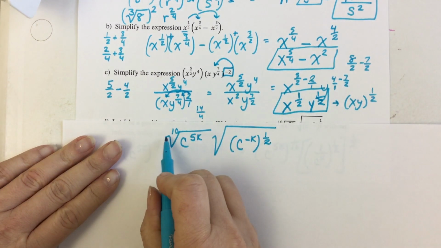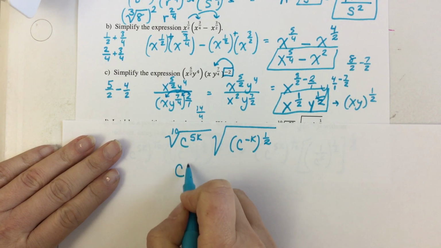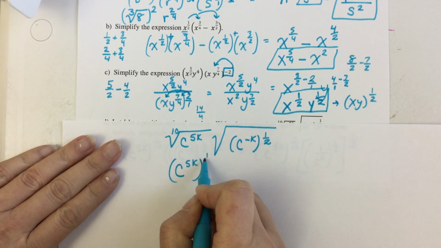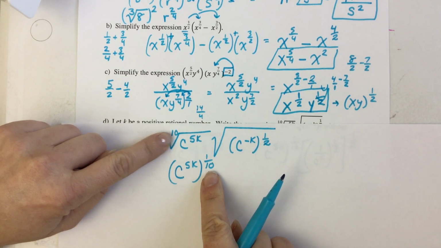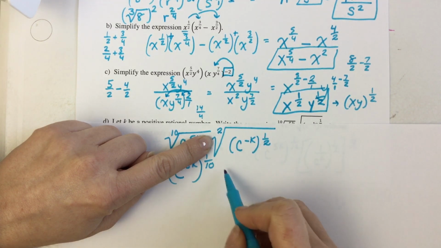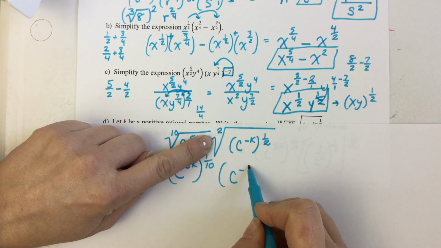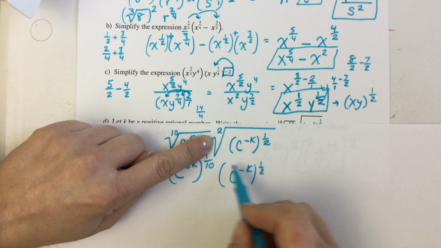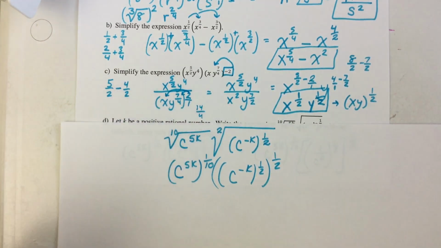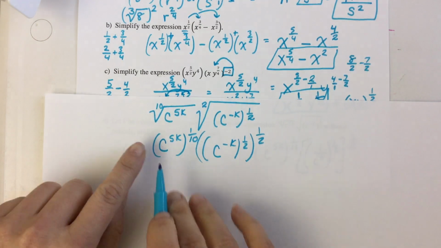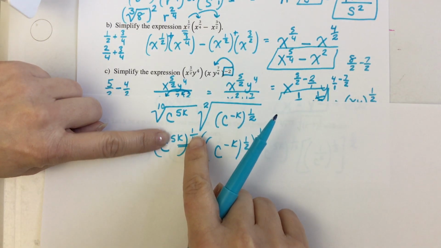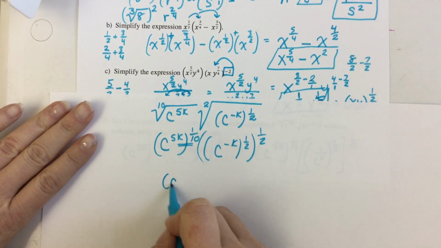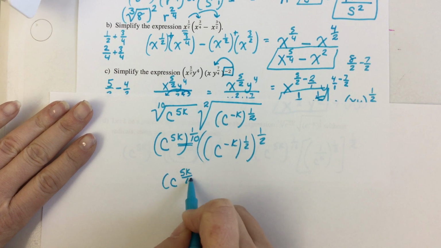Now when you have a 10th root, that is the same thing as having an exponent of 1/10. Remember, whatever this number is, that's your denominator. This is a normal square root. So that means c to the negative k, which already has a 1/2, is now having another 1/2. Well, we have that property that says if you have one base and it has two exponents, you have to multiply those together. So if I take 5k times 1/10, it's top times top, bottom times bottom. So this is c to the 5k/10.